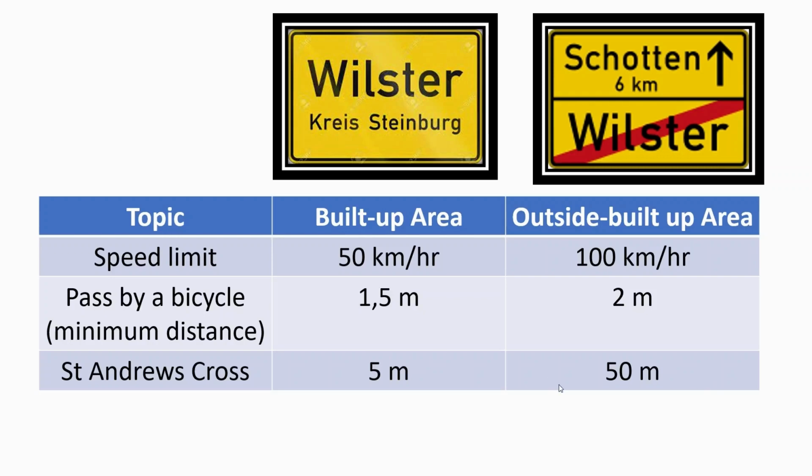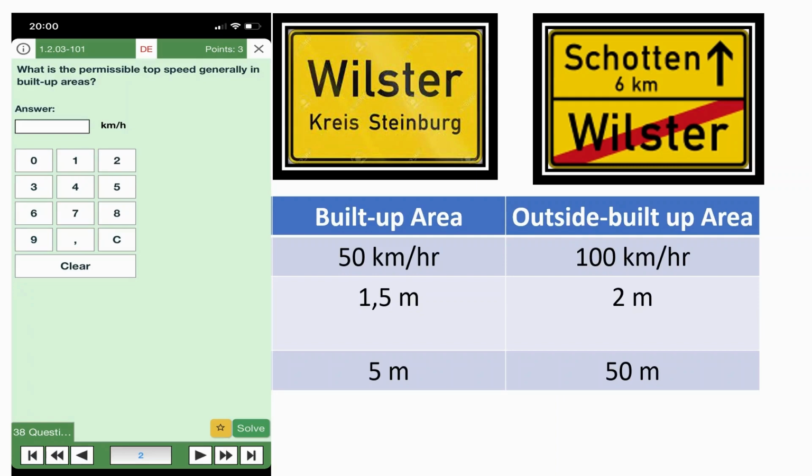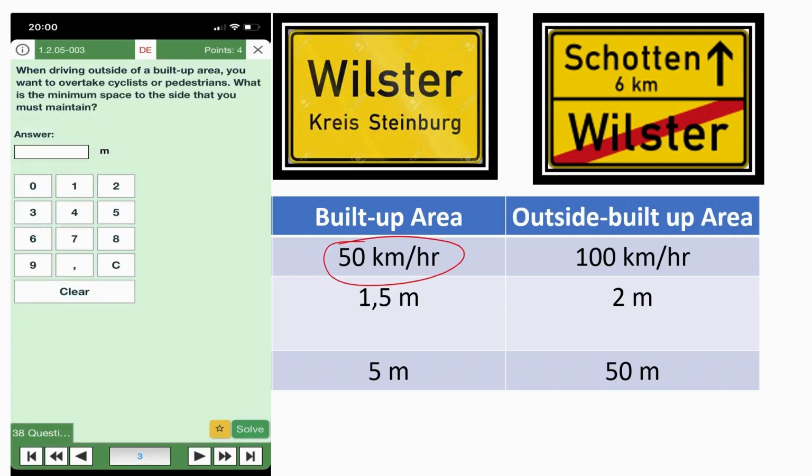Okay, so let's go through the questions very quickly. What is the permissible top speed in built up areas? So I think now we know the answer, 50 kilometer. Let's look at the next one. I'll be going quite fast, so in case you want to make it slow, please pause the video and go through the questions. So this is driving outside of built up area and you want to overtake a cyclist. So here you need to clear 2 meter space.